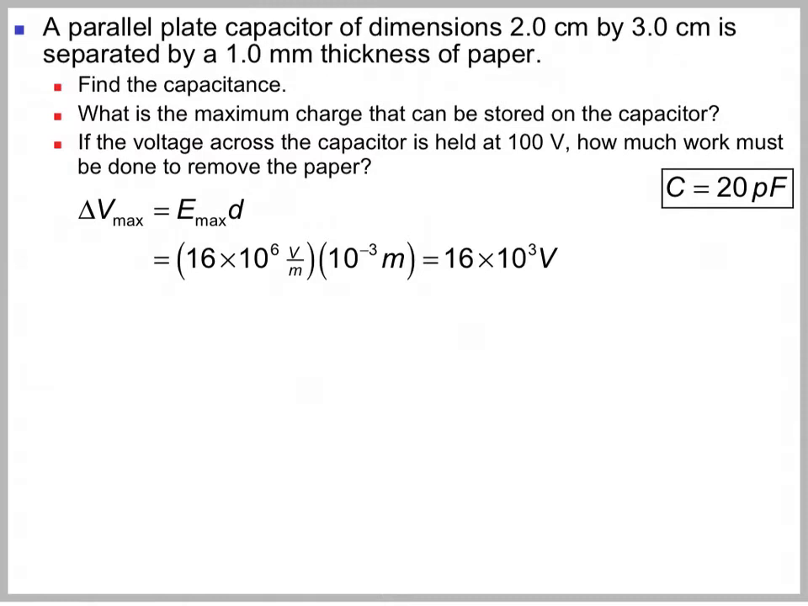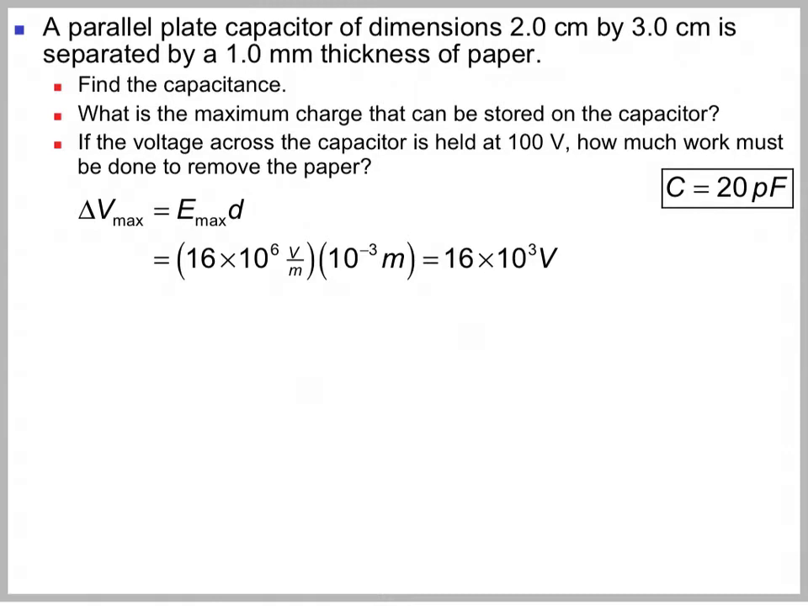What's the maximum charge that can be stored on the capacitor? Well, the maximum voltage that can be on the capacitor is determined by this E max. This is that breakdown field that we talked about on that table 26.